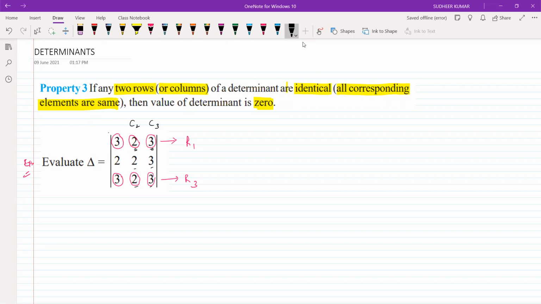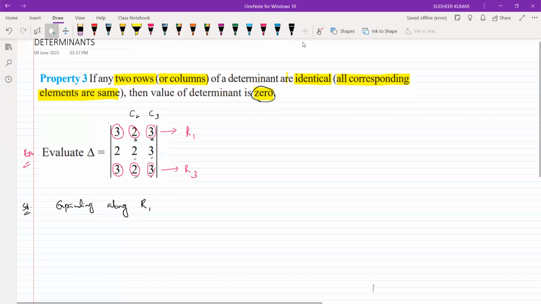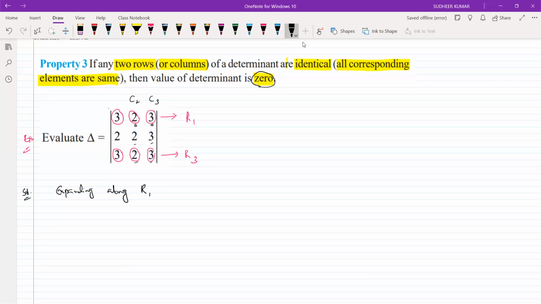So what result should we get? When these are identical, we should get 0. Let us expand it. When you start the solution in determinants, while expanding you write: expanding along R1. So how to expand it? 3 into the determinant of 2, 3, 2, 3. Delete this row and column. So 2, 3, 2, 3.